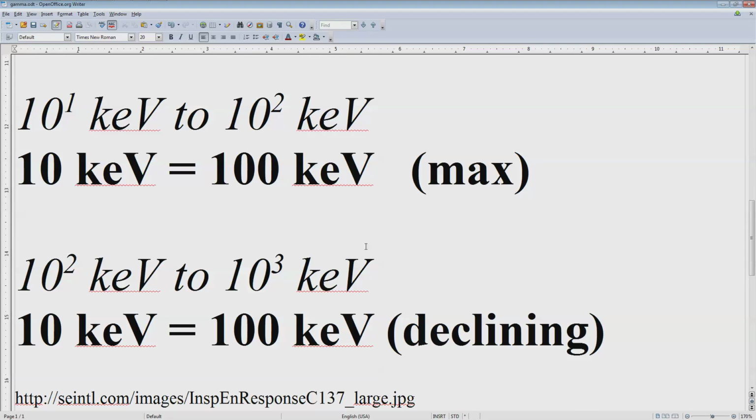Now, let's explain something else from the SC International website. I wrote it down, so it's me writing it down. They say from 10 to the first keV to 10 to the second keV, and let's just do the math to make that easier. That's 10 kiloelectron volts to 100 kiloelectron volts. This is the strongest and most sensitive range for their Geiger counter.